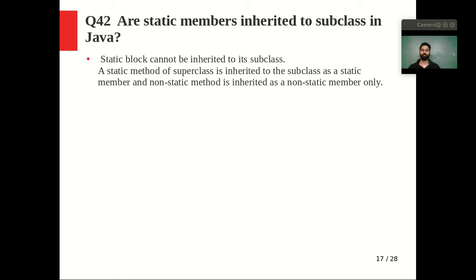So here you may feel some confusion, but you have to read it very carefully. Here I will say that there are 3 points. First, static block. Second, static method. Third, a non-static method or an instance method, right? So a static block cannot be inherited, but a static method and an instance method can be inherited to a subclass.